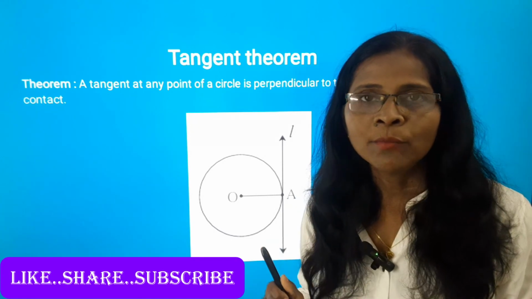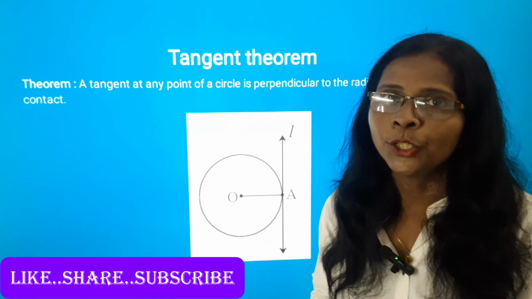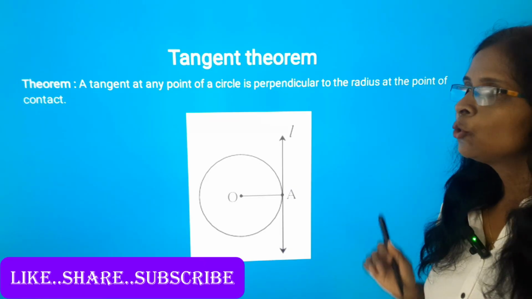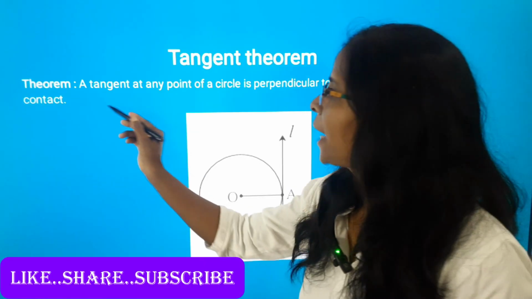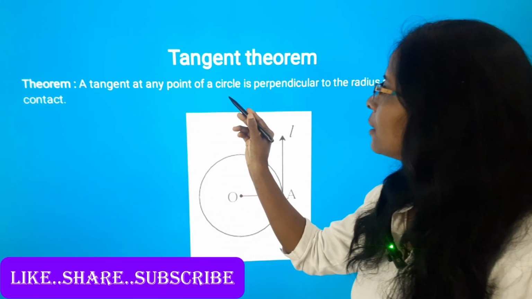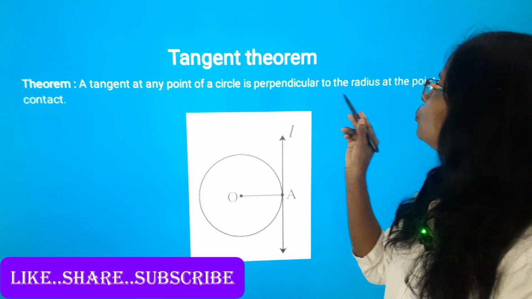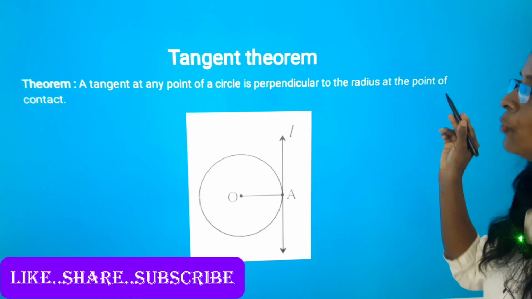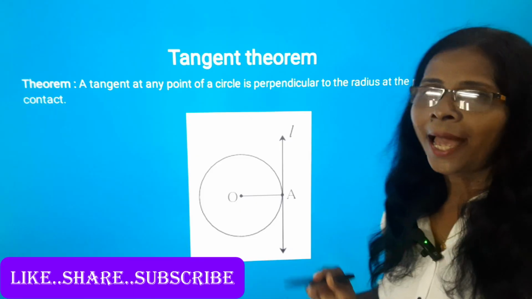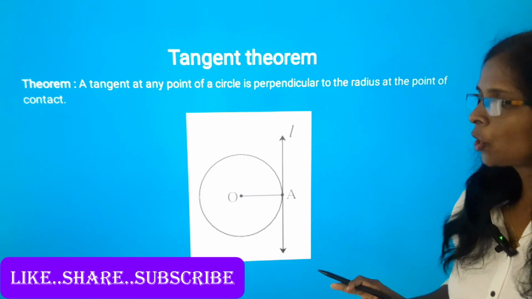Students, we have now studied the tangent theorem. What is the tangent theorem? The statement is: a tangent at any point of a circle is perpendicular to the radius at the point of contact. So, as per the statement, we draw the figure.